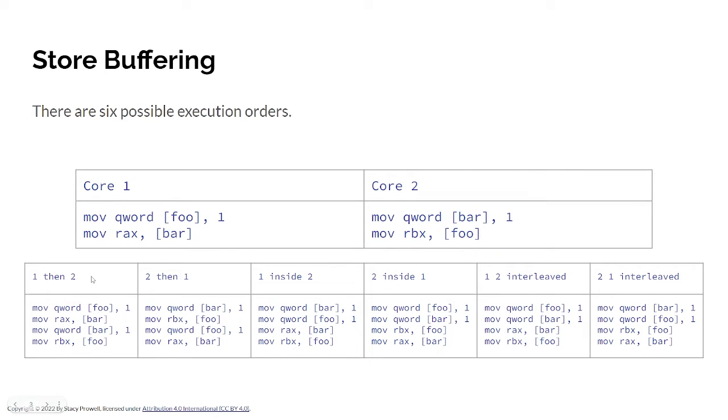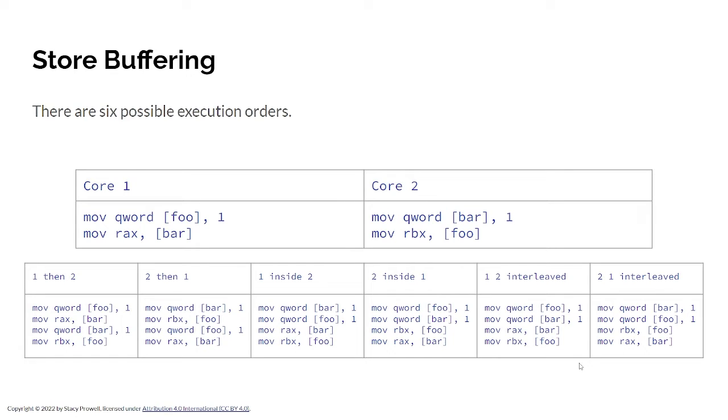We can do everything for core 1 followed by everything for core 2. That's the first schedule. We can do everything for core 2 followed by everything for core 1. That's the second schedule. And we could do the operations interleaved, so core 2 does its first instruction, then everything on core 1 happens, and then core 2 does its, and so on and so on.